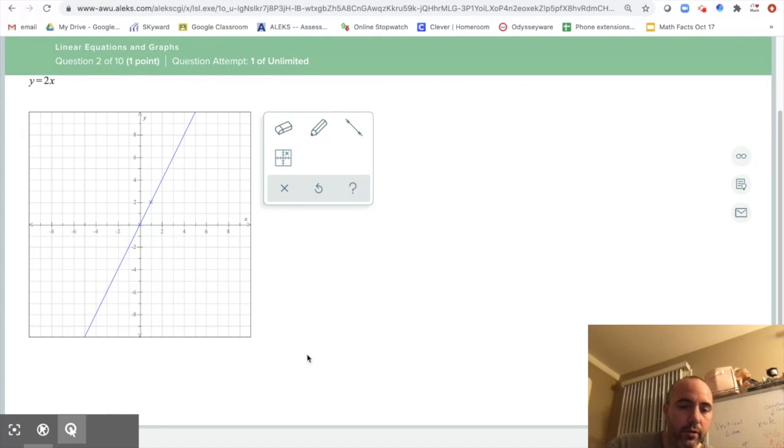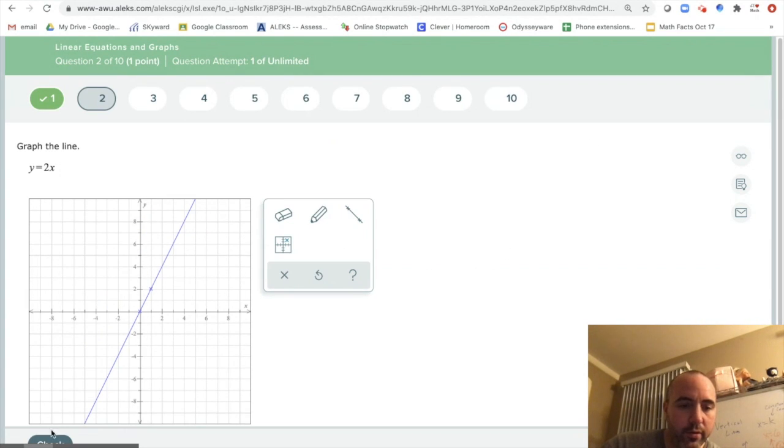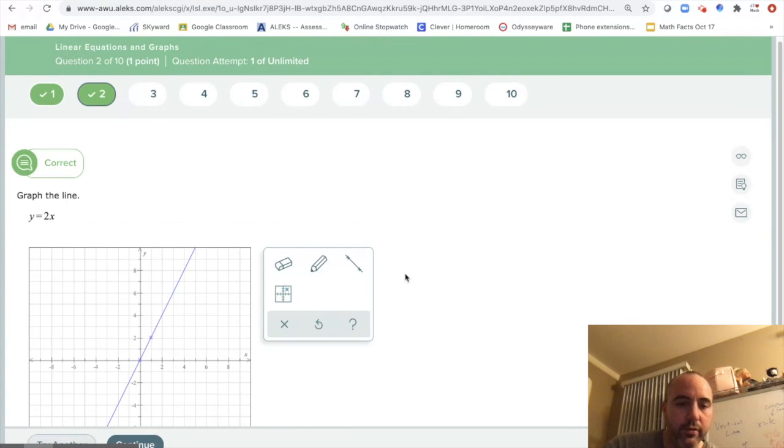Can't get my, maybe I can move this. I can't get to my, there we go, check button.